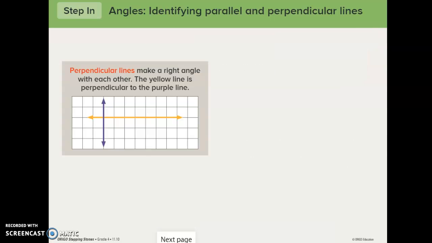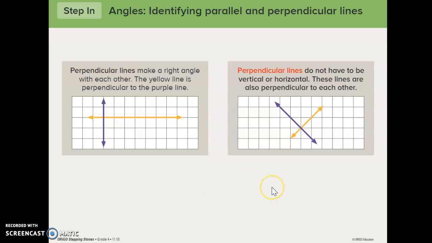So then we have to talk about perpendicular lines. A perpendicular line is going to make a right angle when they cross each other. So this yellow line is perpendicular to this purple line. If you look here, you can tell these are right angles because they form that perfect square, like we talked about identifying a few weeks ago in class. So that is going to be a perpendicular set of lines.